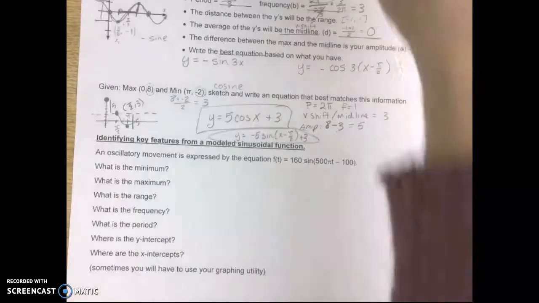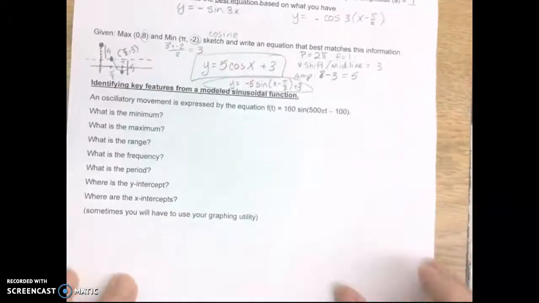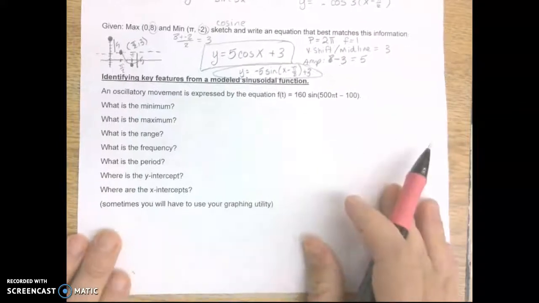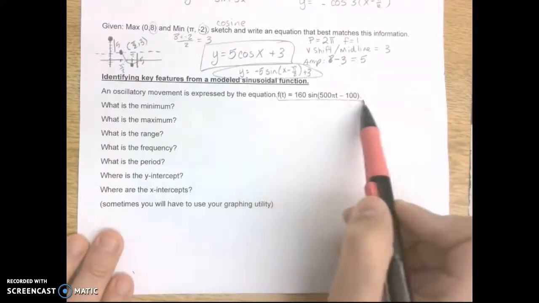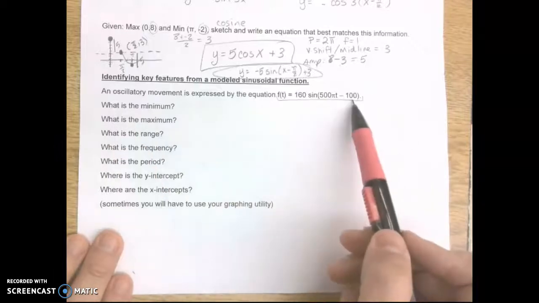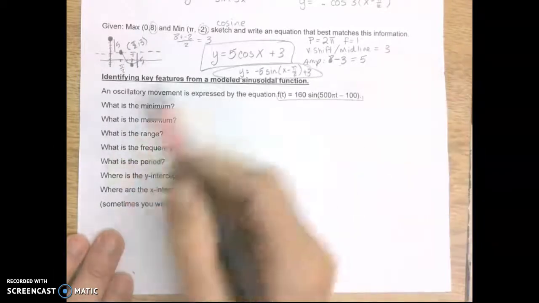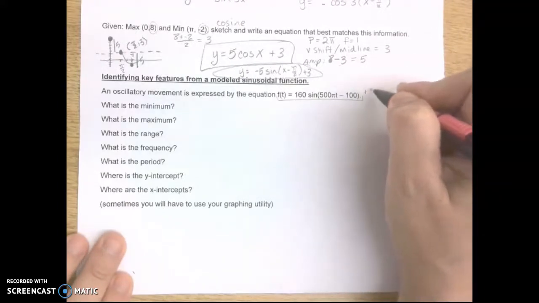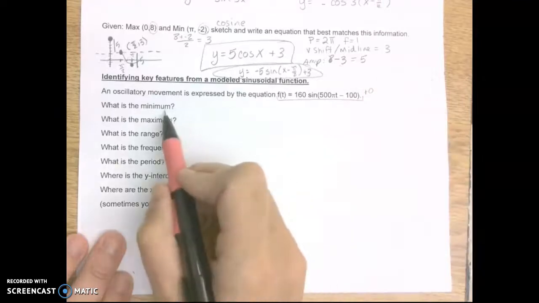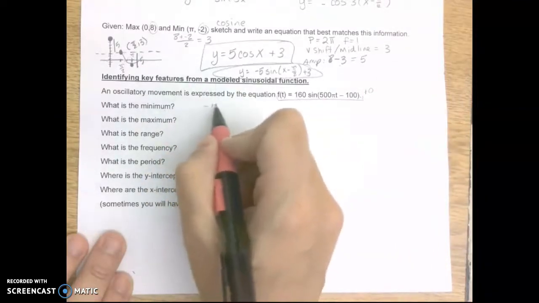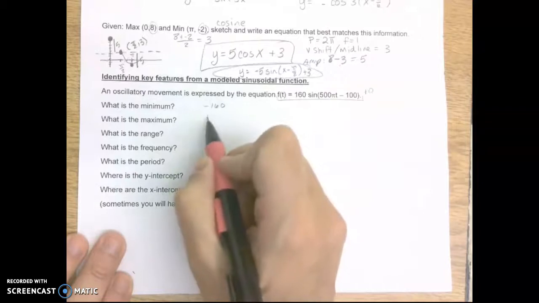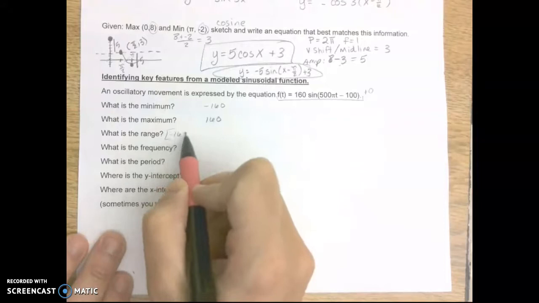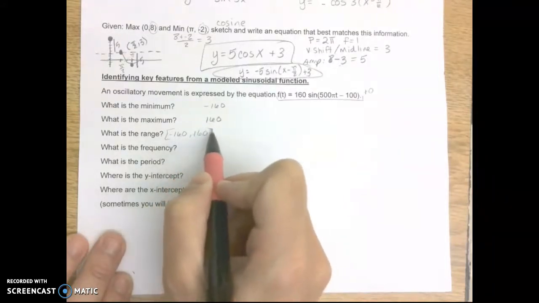Okay, the other cool thing about these applications is they can give us an equation such as this, and we could find all this information. Now sometimes, and especially in the case of this one, a calculator is very, very helpful. But let's pick out what we can before we get the calculator involved. Notice there is no vertical shift here. So my minimum is going to be a negative 160. My maximum will be a positive 160. The range would be from negative 160 to positive 160.